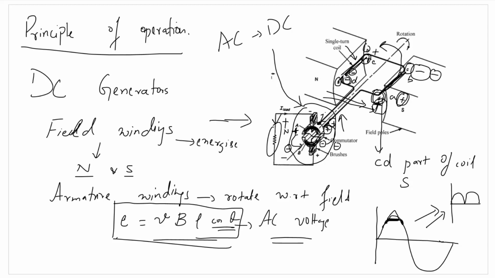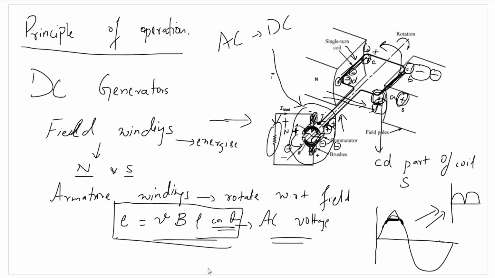So either a positive polarity will be induced in AB or a negative polarity will be induced in AB as it starts rotating. So an AC voltage is generated in the conductors, but because of the arrangement of commutator and brush, where commutators are rotating and the brushes are kept fixed, we are able to receive a DC voltage, and this DC voltage will be somewhat similar to that of a diode bridge rectifier. Now this is the simple operating principle.